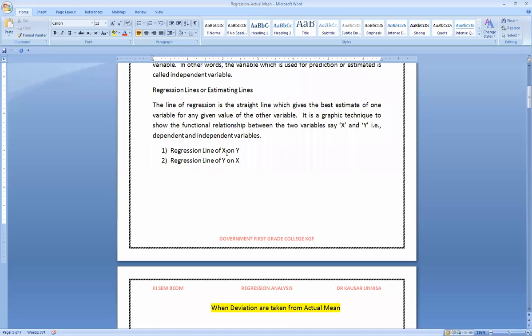So in x on y, x will be the independent variable and y will be the dependent variable. When calculating y on x, y is the independent variable and x will be the dependent variable.